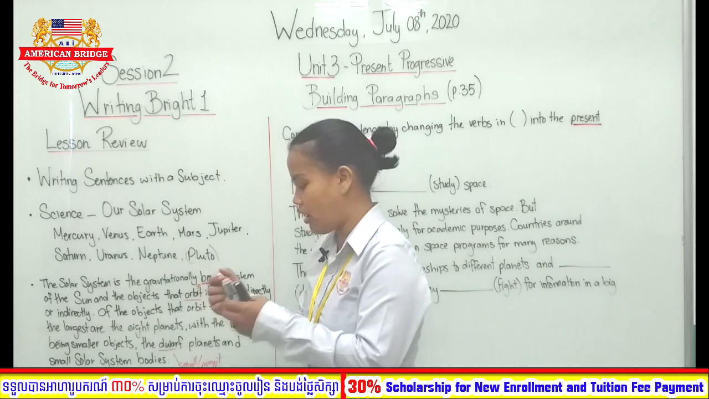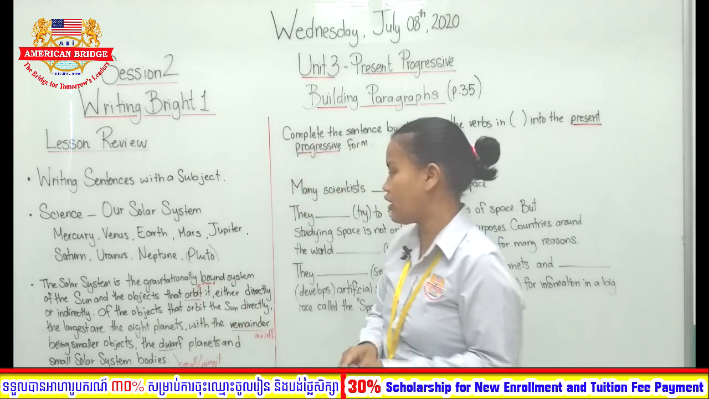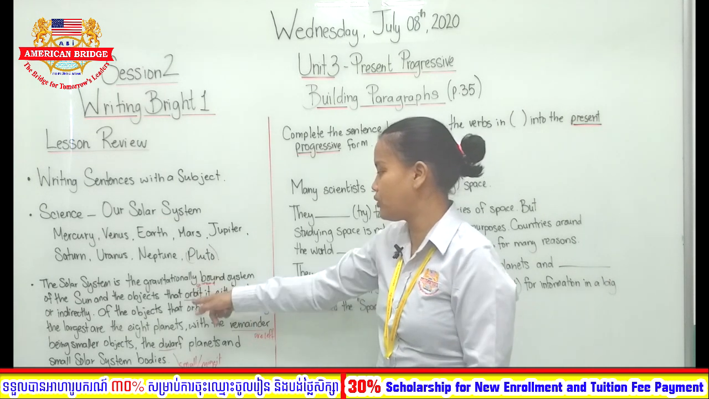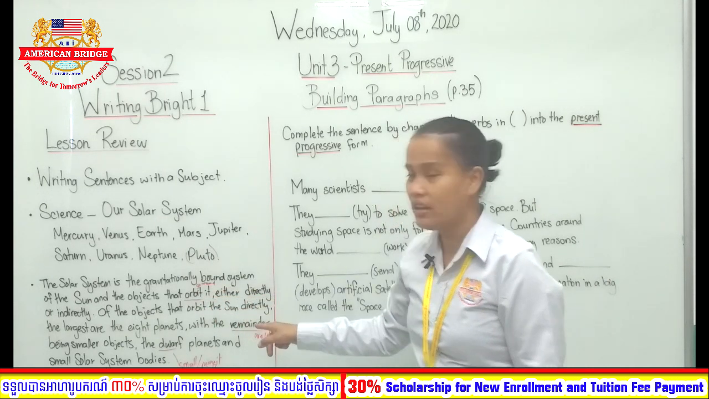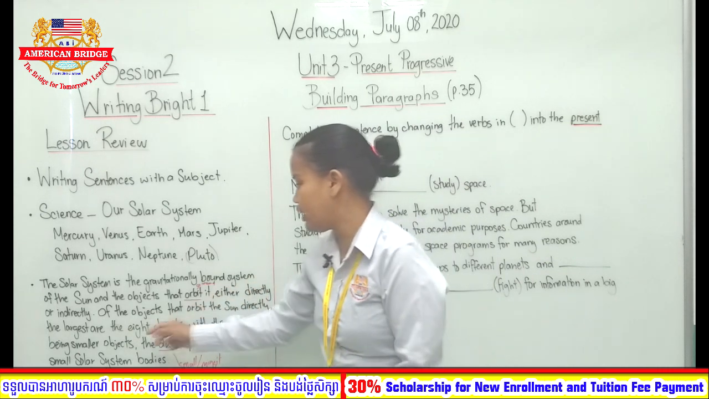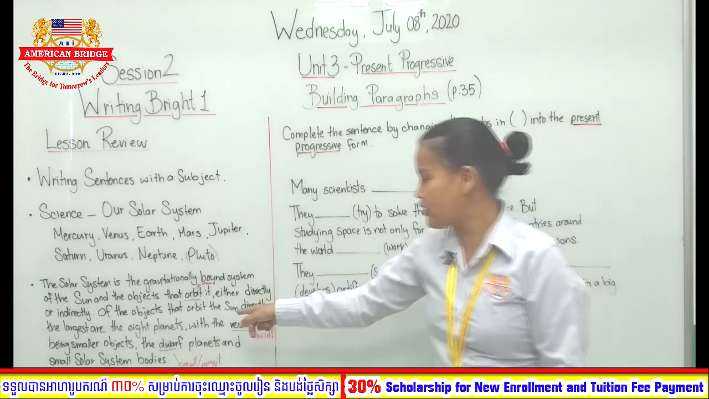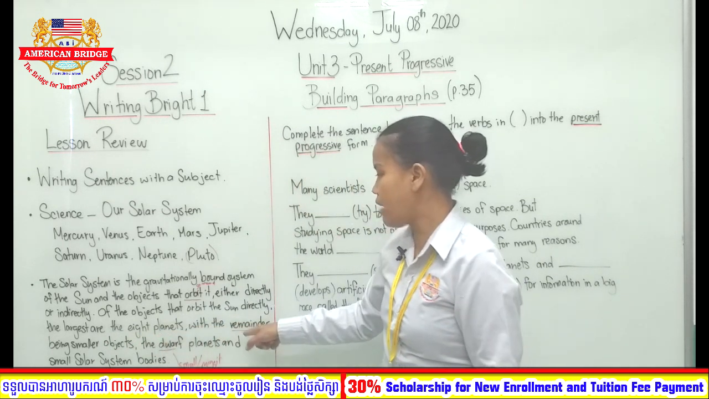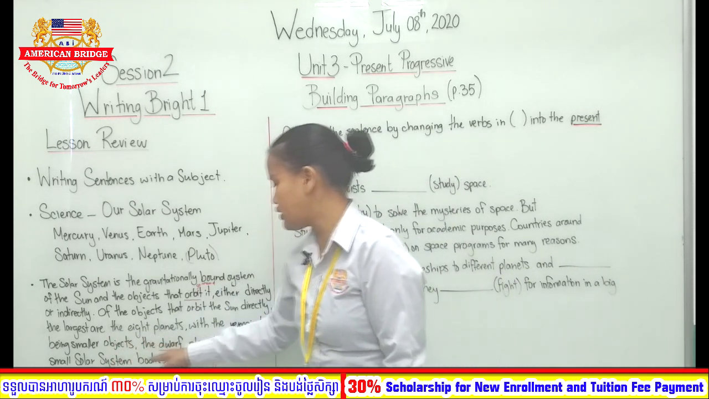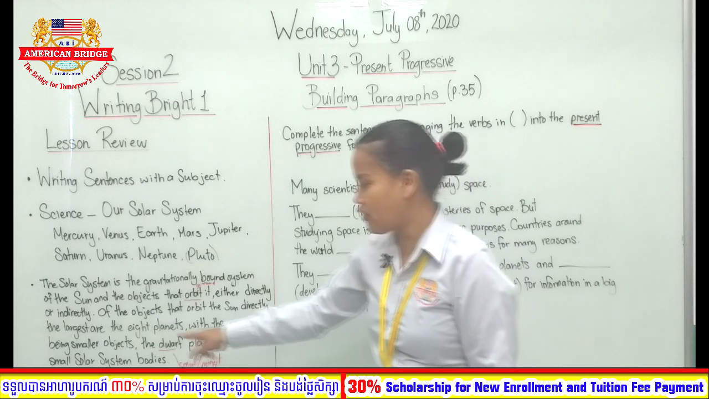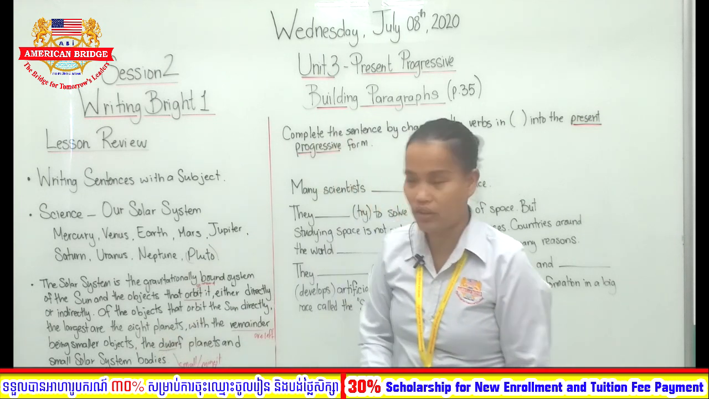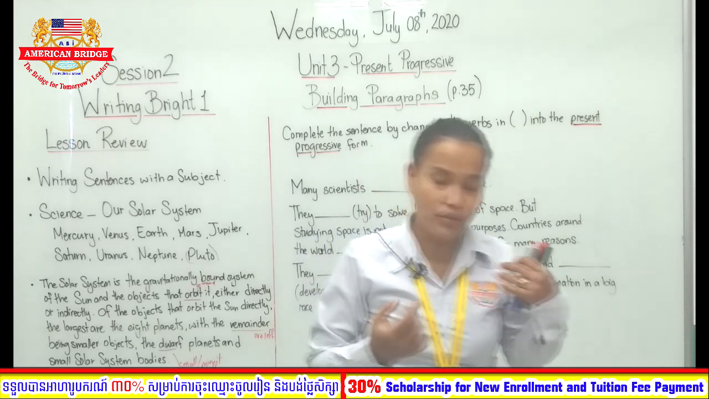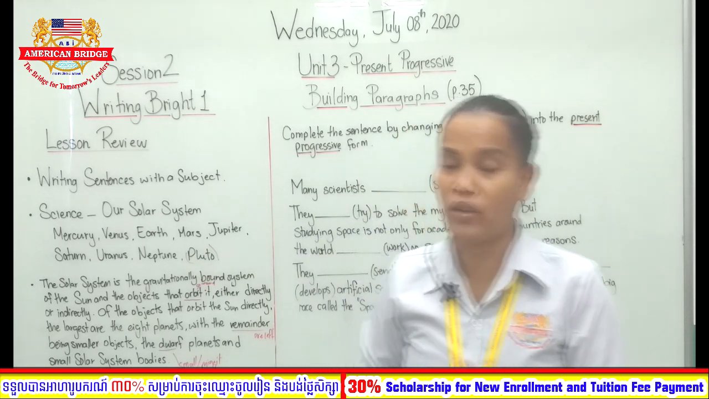So let's read one more time. The solar system is the gravitationally bound system of the sun and the objects that orbit it either directly or indirectly. Of the objects that orbit the sun directly, the largest are the 8 planets, with the remainder being smaller objects, the dwarf planets and small solar system bodies. Okay, so that's what we've done last week in our science class. Well, in Writing Bright 1, but part of it was about science.